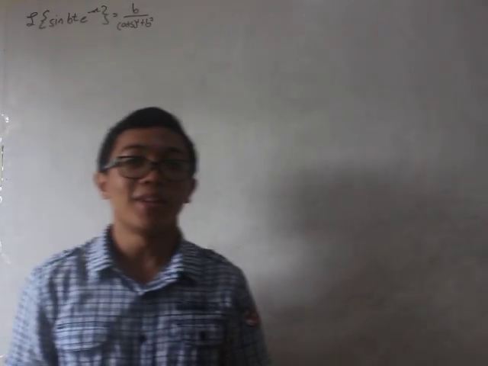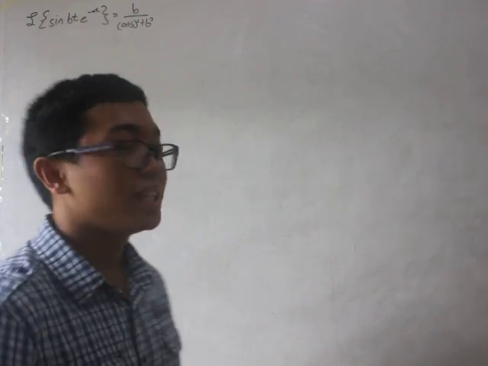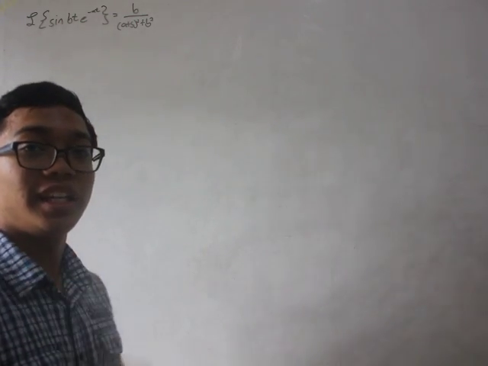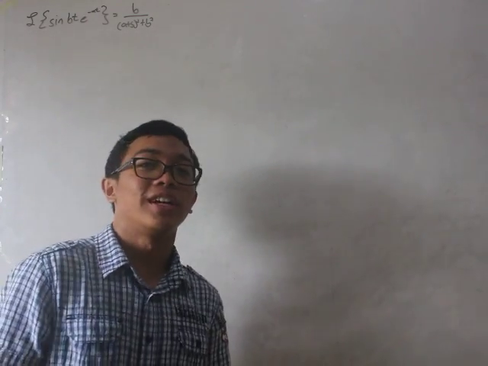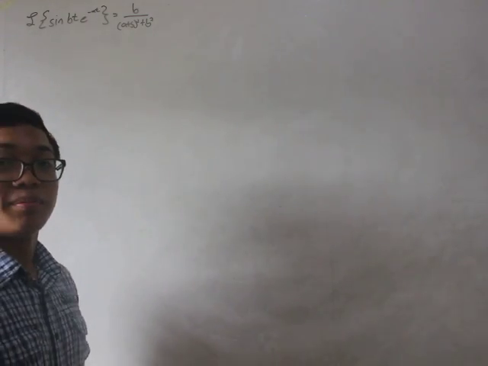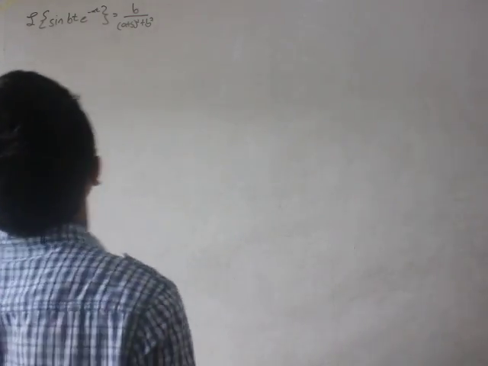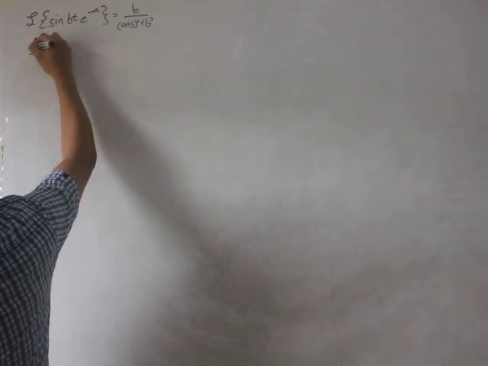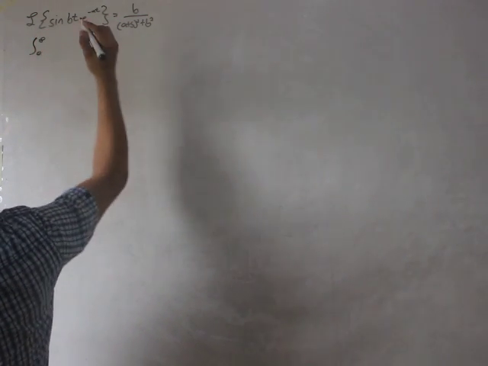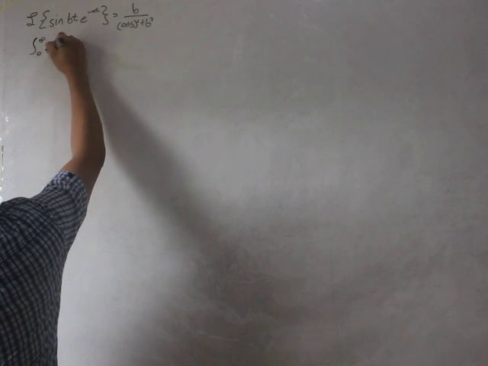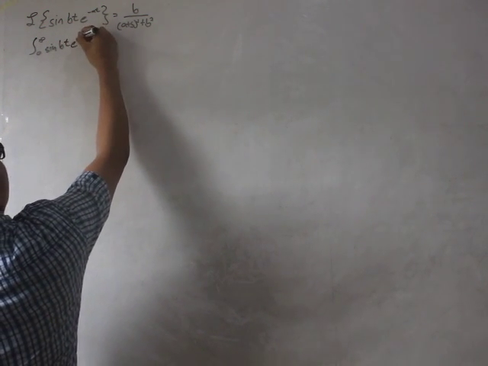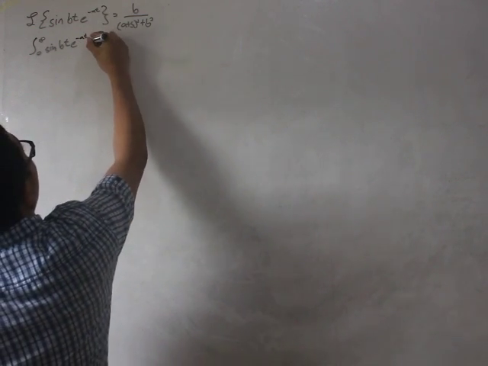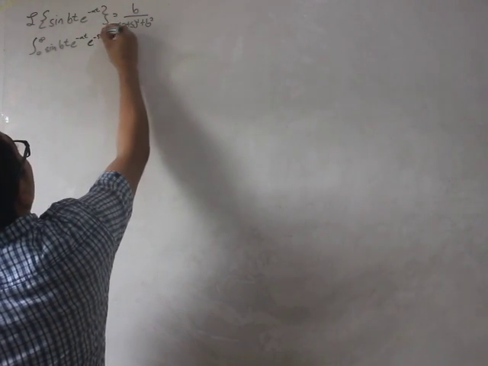For our final Laplace transform, we need to prove that the Laplace of sin bt e raised to negative at is equal to b over (a plus s) squared plus b squared. Let's start. The integral from 0 to infinity of sin bt e raised to negative at times e raised to negative st dt.